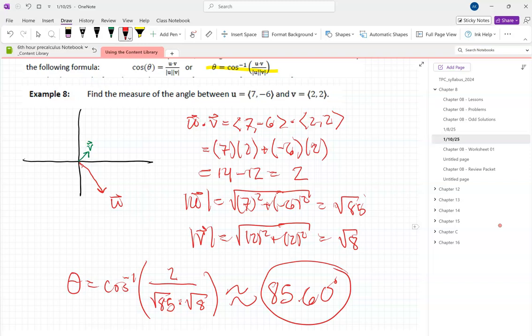What do you guys think? Is it 85.60? Yeah, that's what I got there.